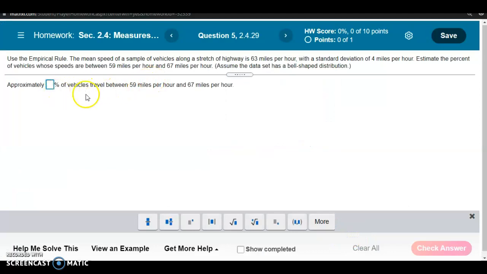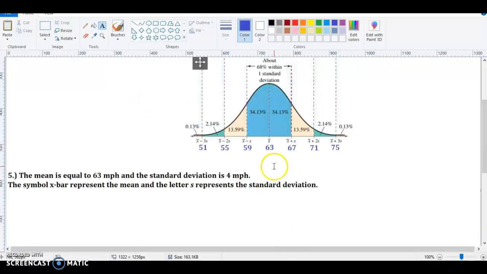approximately what percentage of the vehicles travel between 59 miles per hour and 67 miles per hour. So between 59 and 67 miles per hour. 59 is here, 67 is here. So 59 is 1 standard deviation to the left, 67 is 1 standard deviation to the right. So we're simply going to add these percentages inside the curve. So 34.13% plus 34.13% is going to be our answer.